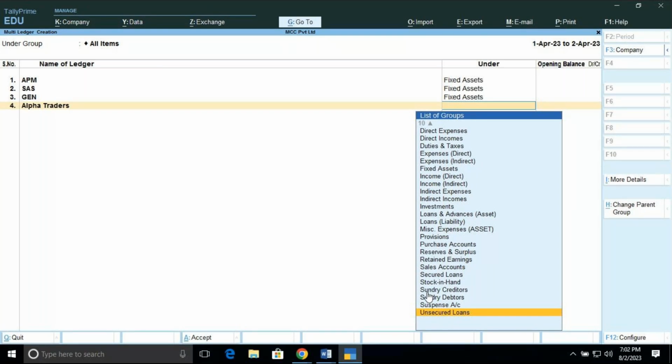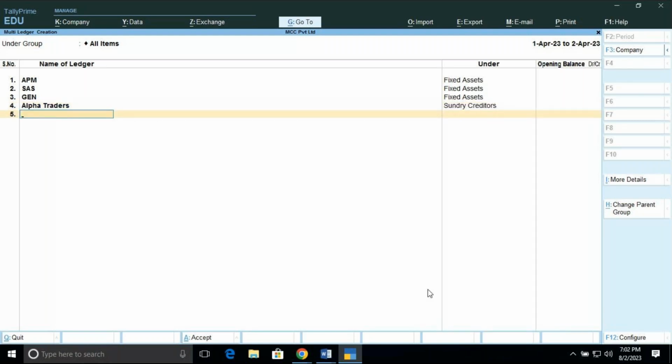But there is an exclusive group for purchase, buying, selling, sales. There is creditors and debtors. Sundry creditor is the correct answer. Good. Okay, link it to sundry creditors. Forward. That's all. All the masters are created.